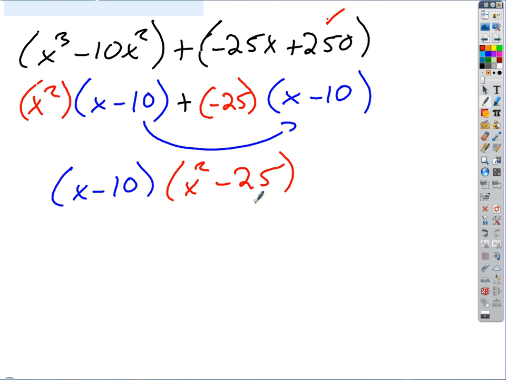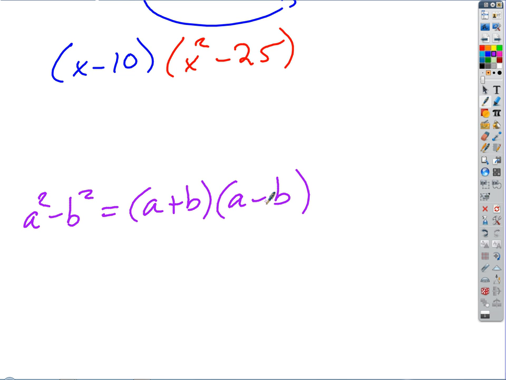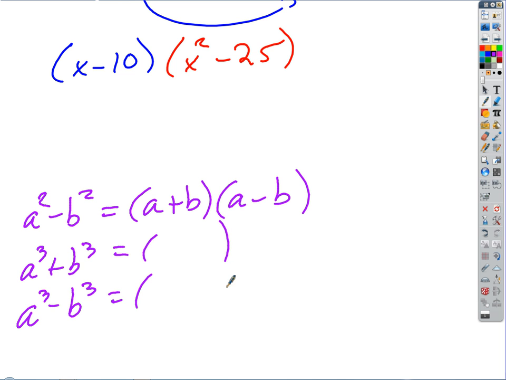The difference of squares. Real quick, let's just review our patterns. We've got a difference of squares pattern. A squared minus b squared factors into what? A plus b, a minus b, either order, doesn't matter. That's one you gotta know. Then the other two are the cubes: a cubed plus b cubed and a cubed minus b cubed. Remember, those have a small factor and a big factor.